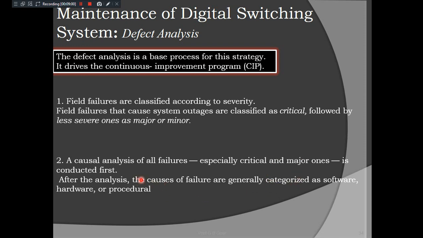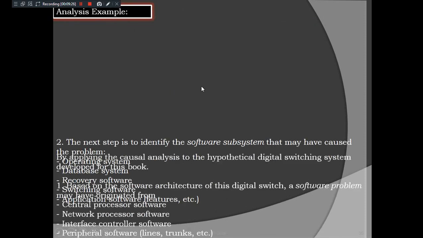After the analysis, the causes of failure are generally categorized as software, hardware, or procedural. So the failures may occur due to software problems or hardware problems, or maybe due to some steps we have missed, or a mistake in following some steps in the procedure. All these things come under the report you are going to write in the defect analysis.